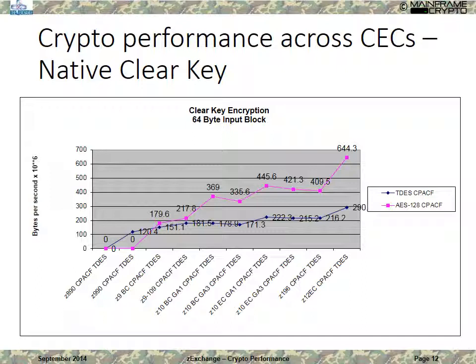Similarly, the AES algorithm, which was introduced way back on the Z9, could do 179.6 times 10 to the 6 bytes per second. Today on the EC12, that is dramatically better, 644.3 times 10 to the 6 bytes per second. So this is kind of an advertisement that being on the most current technology will provide the best performance in the crypto hardware. Let's go to slide 13.